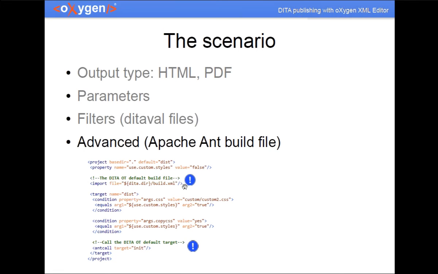So very important, the first step is to import the default build file from the DITA Open Toolkit. After that, you can do some other processing. For example, this example sets a few properties, and again, very important, you have to call the DITA Open Toolkit default target, which is init, and that's how you basically start the publishing chain.